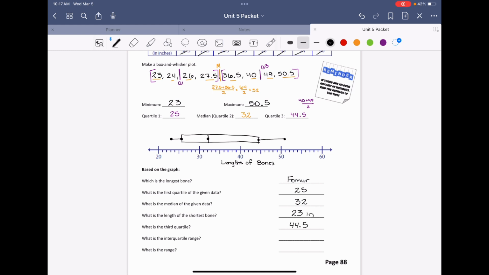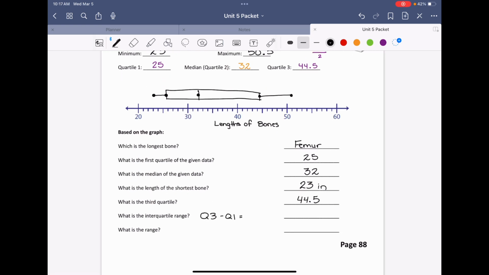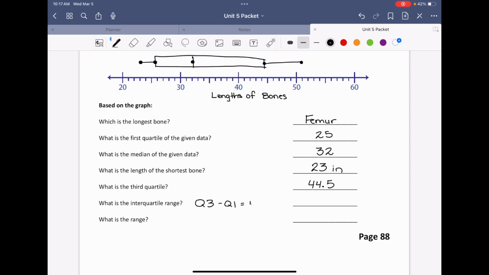The interquartile range, remember I'm going to take quartile 3 and subtract quartile 1. So I'm going to have 44.5 minus 25 at 19.5. And then the range, so maximum minus minimum, 50.5 minus 23, and that's 27.5.